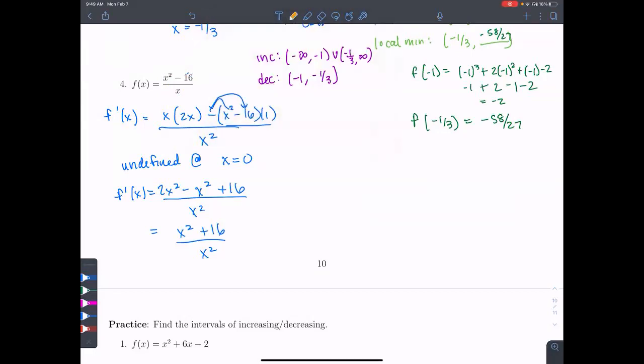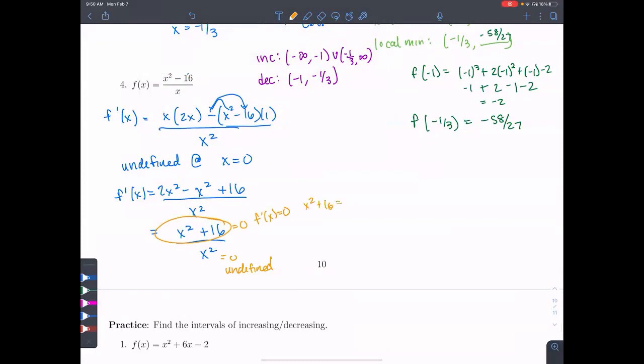So we want to know where this is equal to 0, that would be undefined. Where the top is equal to 0, the whole thing would be equal to 0. So we're going to set this top part equal to 0, and it never is. Right? X squared plus 16 can't equal 0. That's not a thing because you have x squared equals a negative number. So we only have x equals 0 to put on our number line, the place where f prime is undefined.